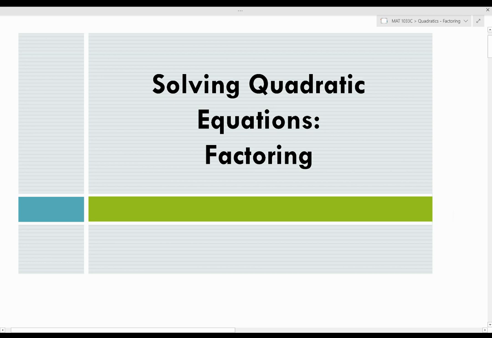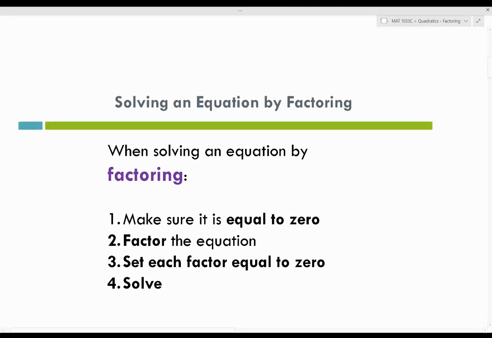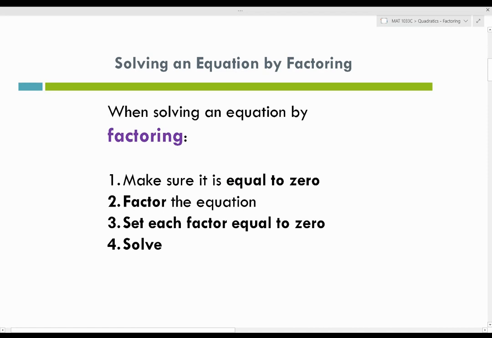Hi guys! In this section we're going to be solving quadratic equations, and our first method that we're going to be talking about is factoring. Okay, so if you are asked to solve an equation by factoring, you're going to follow these steps.